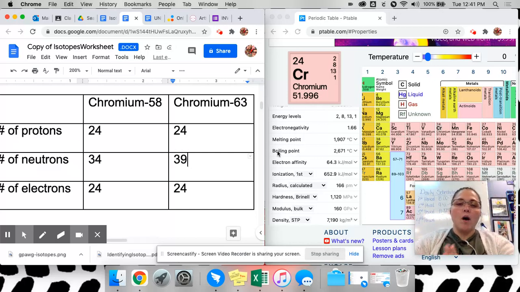Hopefully this will help you figure out the protons, neutrons, and electrons for any of the isotopes that you see on your assignment. If not, you can always ask questions, send them in a comment, or get with your teacher to figure out a time for a Google Meet.